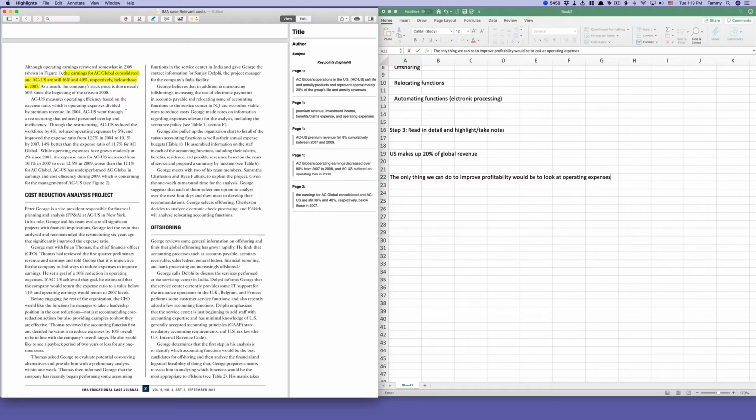ACUS measures operating efficiency based on the expense ratio, which is operating expenses divided by premium revenue. In 2004, ACUS went through a restructuring that reduced personnel overlap and inefficiencies. Through the restructuring, ACUS reduced the workforce by 4%, reduced operating expenses by 5%, and improved the expense ratio from 12.7% to 10.1%, 14% better than the expense ratio of 11.7% for AC Global.